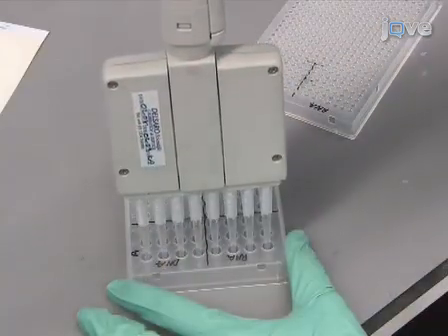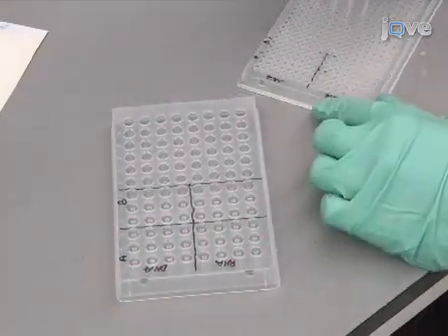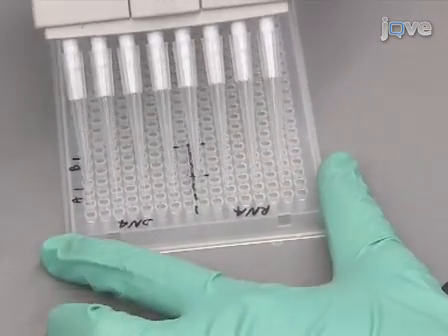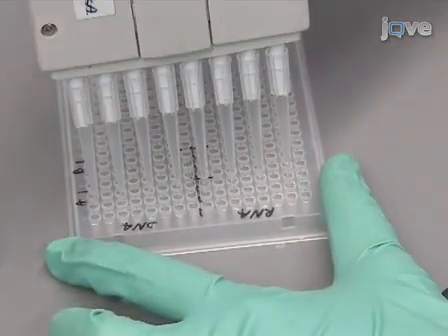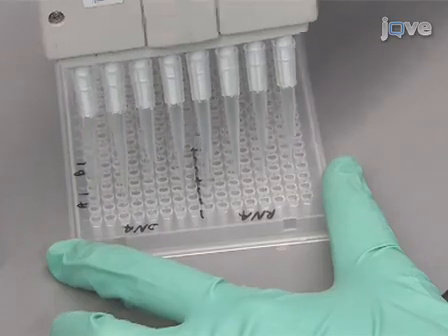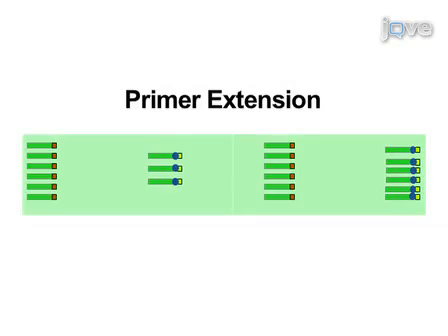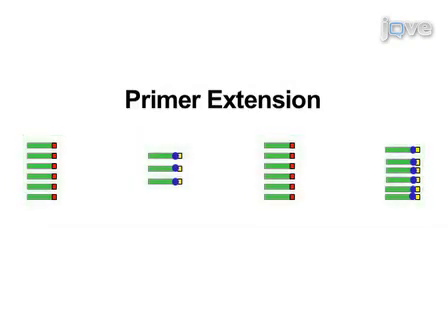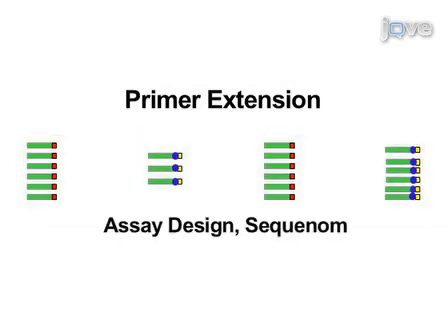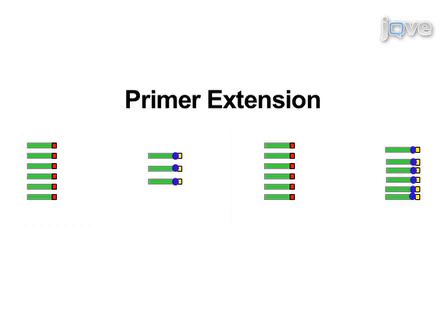Spot each PCR product twice onto a 384 well plate, so that 8 measurements will be available for each sample, 16 spots in total. For the primer extension assay, design the extension primer with the assay design software so that the same primer can be used for both genomic and cDNA PCR products.